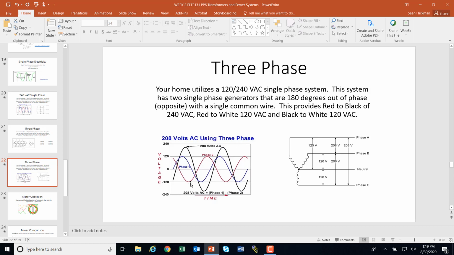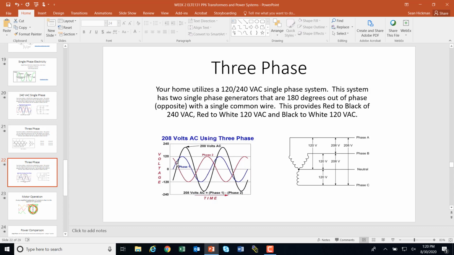Our power supplies have 120 volt single-phase generation. We have 3 of these. I'm only showing you 2 of them right here, but there is a third one running in here. We're just going to take a look at 2. And these are 120 degrees apart. So we have phase 1 running 120 and phase 2 running 120, but they're slightly delayed to each other. When you subtract phase 2 from phase 1, that gives you your total potential.